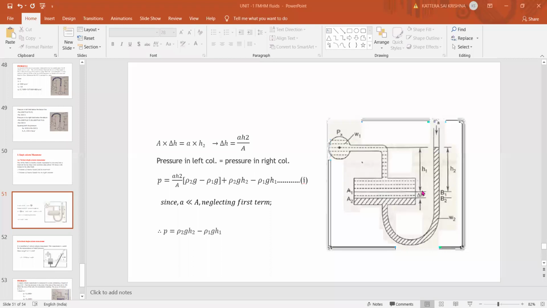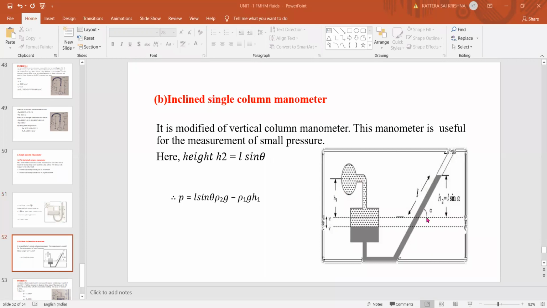see H2, this difference. Suppose you take this as the XX level, then this H2 gives directly the pressure of the fluid in this. Okay, since the areas are very huge, we can neglect this delta H, which you can see here. The other limb may be vertical or inclined. So here the difference is seen in two parts. One is the vertical limb, and the next one will be the inclined one.